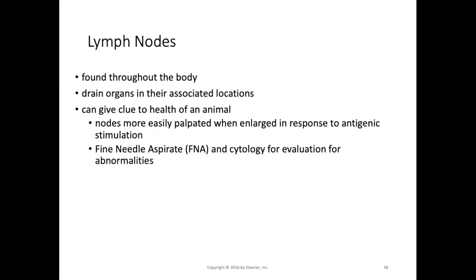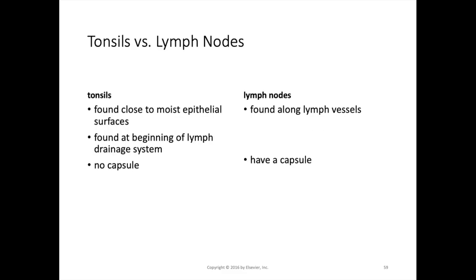They're found throughout the body, so we have some that are palpable, as I mentioned, and then others that you don't palpate, but you might see abnormalities with during surgery, such as the mesenteric lymph nodes, and they drain organs in their associated locations. They can give a clue to the health of the animal. Nodes are more easily palpated when enlarged in response to antigenic stimulation. And of course, in order to identify what's actually happening within that lymph node, we'll typically perform a fine needle aspirate, where we take a needle or needle and syringe, enter the lymph node, draw back some of the fluid or the cells, and then look at it under a microscope on a slide to see what cells are going on. Are they normal or are they abnormal?